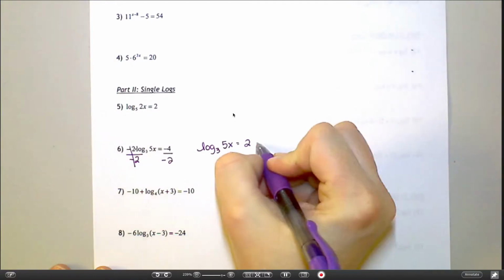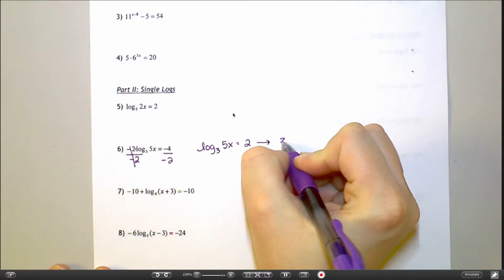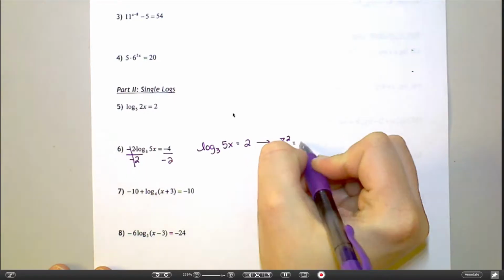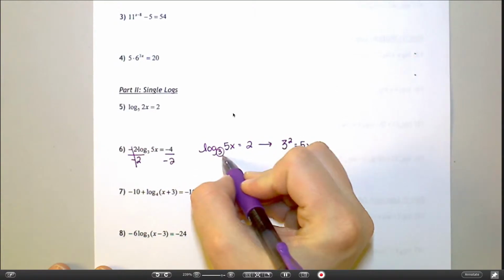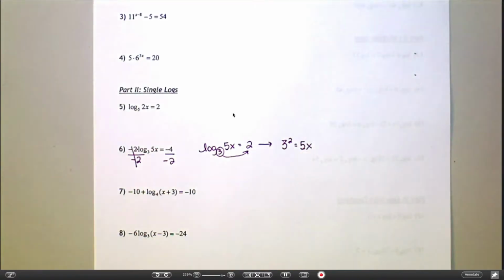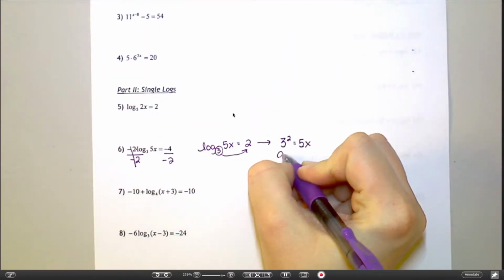Now, from here, how would I rewrite it as an exponent? Somebody raise your hand. How would you rewrite that as an exponent? Nuri? Yeah. So I could take this and rewrite it in exponential form as 3 to the power of 2 is equal to 5x. Okay, so it's always this number is the base and this answer to the log is the exponent. Okay, well what's 3 squared? 9. So now I have 9 equals 5x.